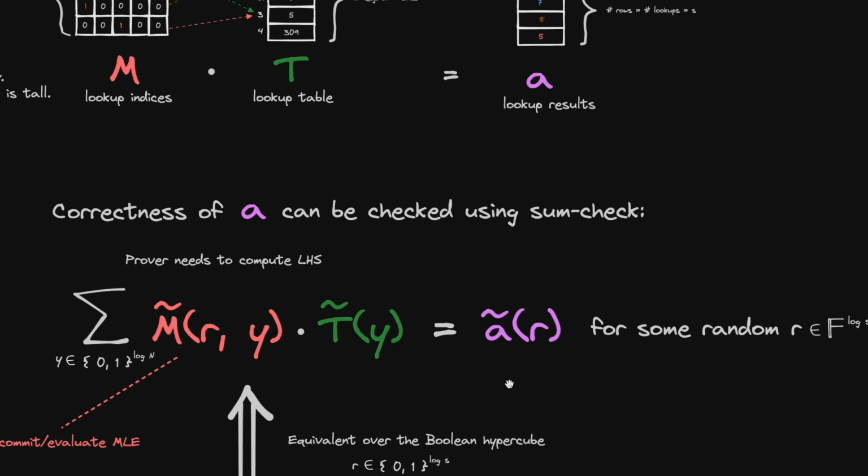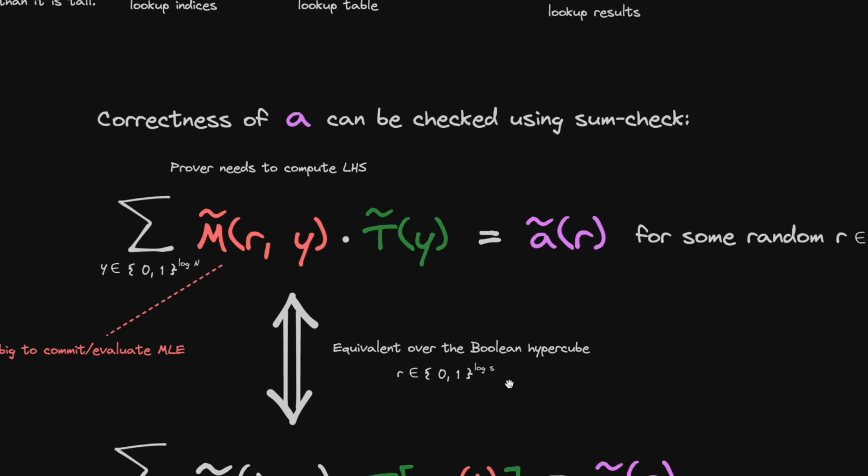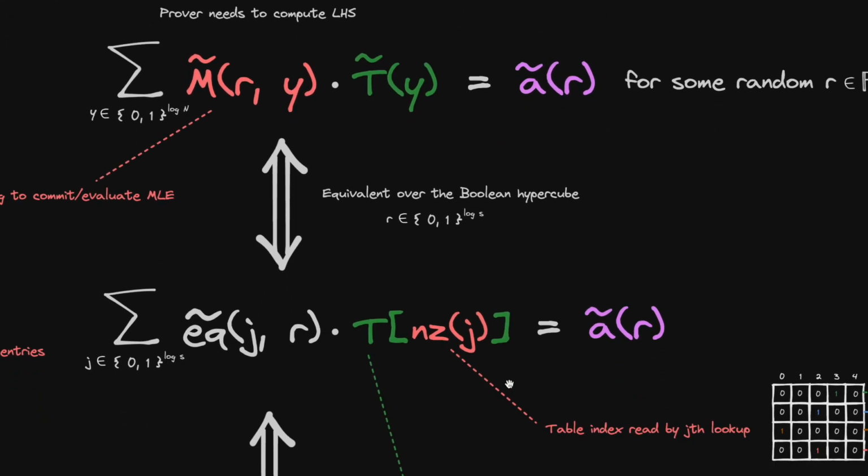So this is a valid expression that can be proven using the sumcheck protocol, but the problem, of course, is that M is huge. M is way too big to commit or to evaluate the MLE of efficiently. So we want to reformulate the sumcheck, or this expression on the left-hand side, into something that's more tractable. Specifically, we're going to reformulate it as a summation over a smaller Boolean hypercube, which is depicted here. So the high-level idea is that we're going to be summing over the lookups instead of the table entries. Recall that the number of lookups is way smaller than the number of table entries.